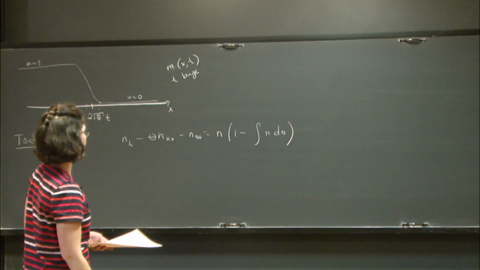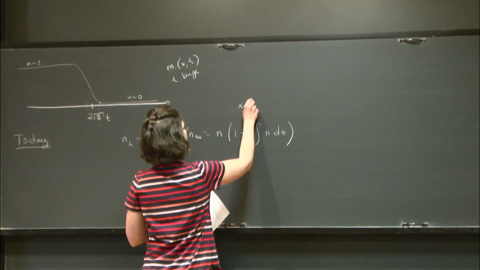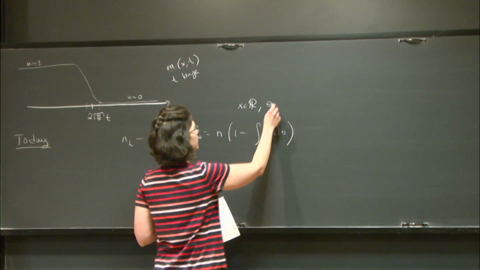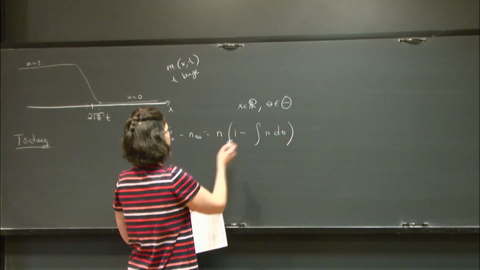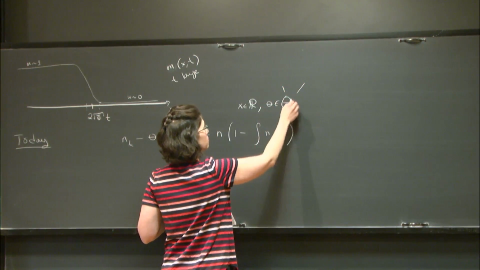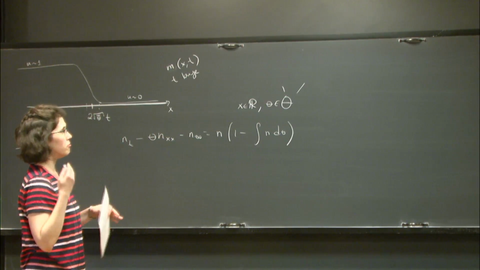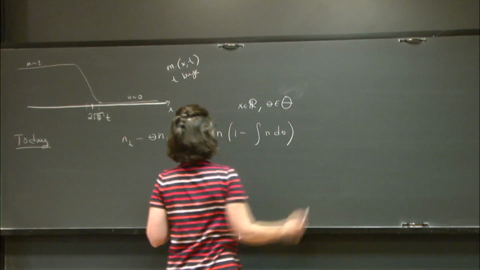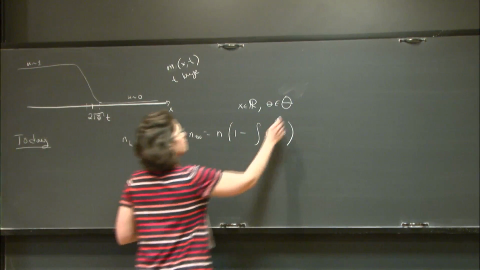Here I have a function of three variables: x, theta, and time. Before, theta was a parameter, now it's a variable. It's one of the things my function depends on. Theta will be a trait that individuals possess.